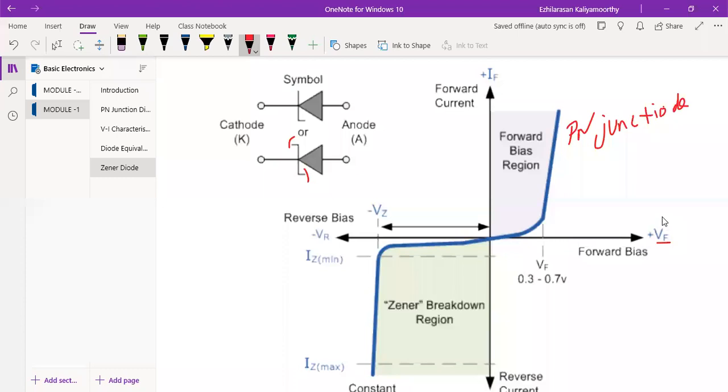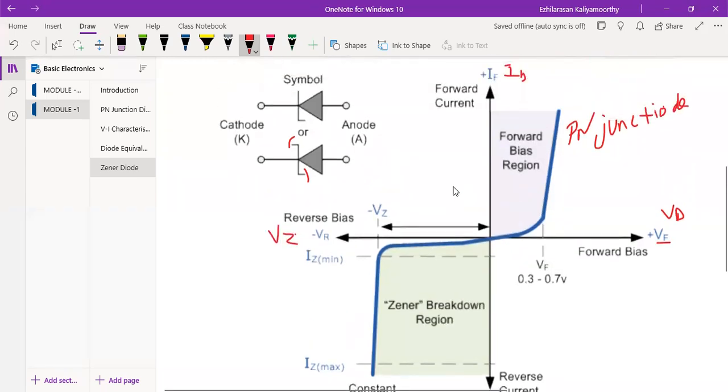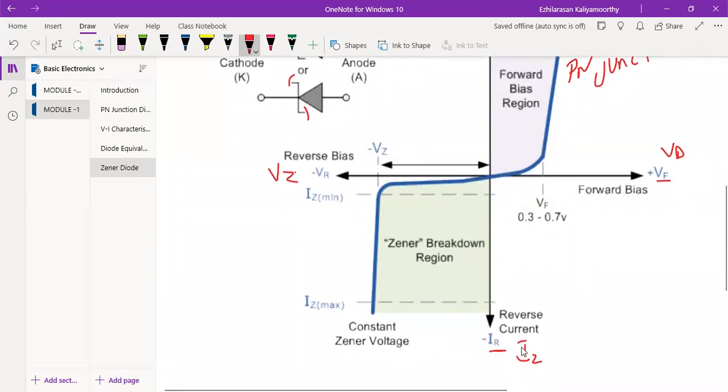See here, diode. So that is why here on the x-axis I will say VD, and on the y-axis I will say ID. But here, instead of reverse current IR, I will call it the Zener current, and this the Zener voltage. See the difference. In the VI characteristics, here I will say VD, here ID. But here this is VZ, this is IZ, because this is your Zener.